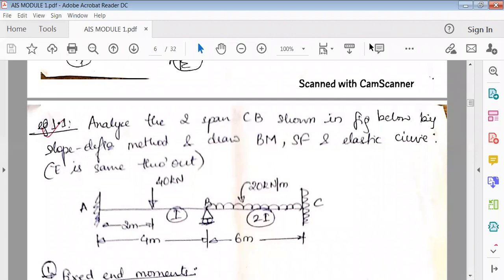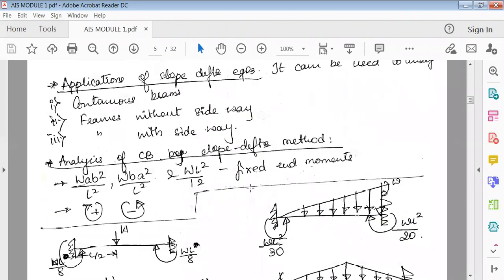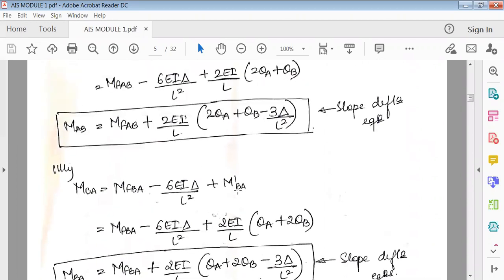Hello everyone. So now let us start with the problems on slope deflection method. We have already studied what is slope deflection and what are the equations of slope deflection. Let us quickly see what is the slope deflection equation.